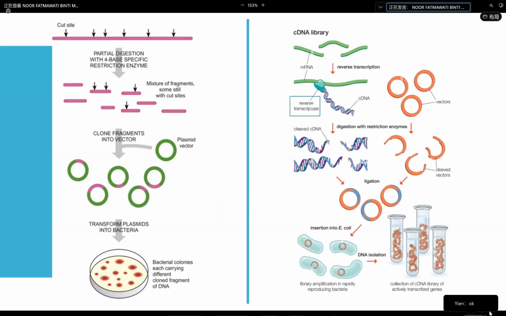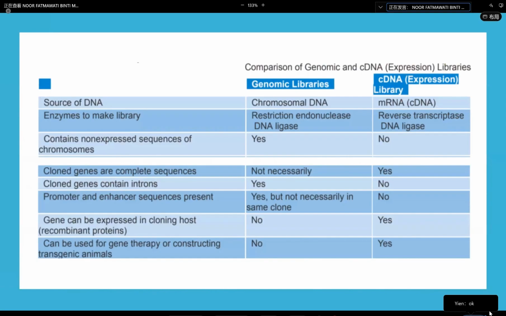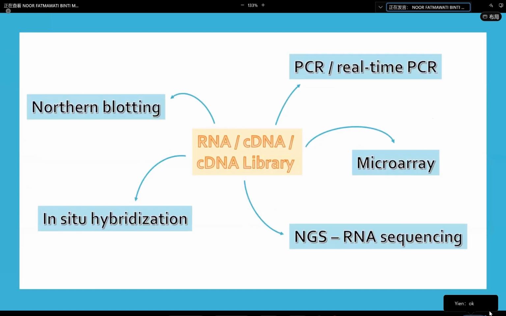So this is very important in diagnostics because remember, precious samples are very small in size, and this strategy can save your sample. You can use it infinitely as long as you have your libraries kept properly for every patient. Okay? Now, again, this is just to highlight the differences between genomic and cDNA libraries.